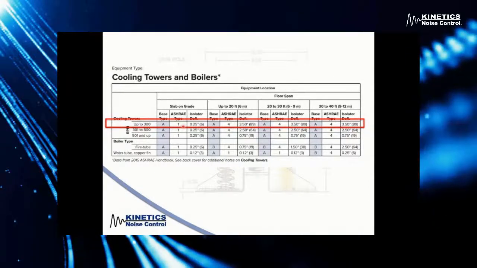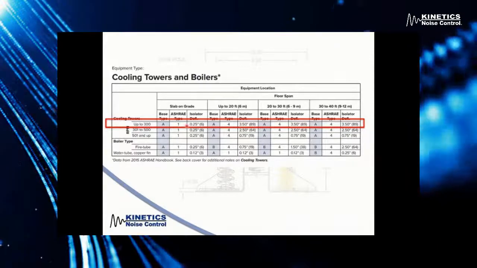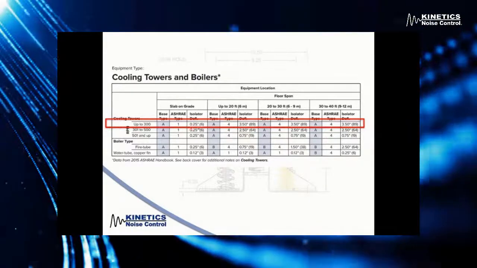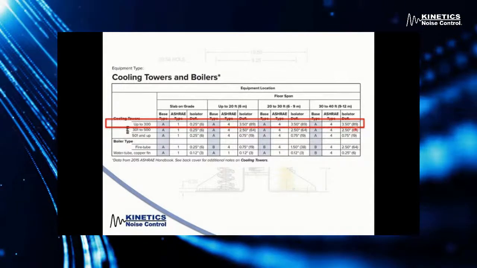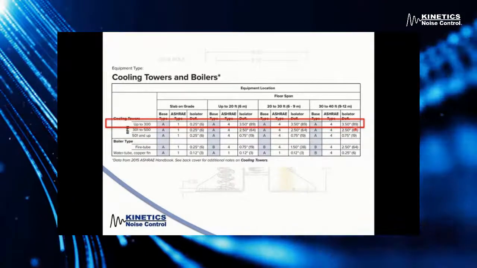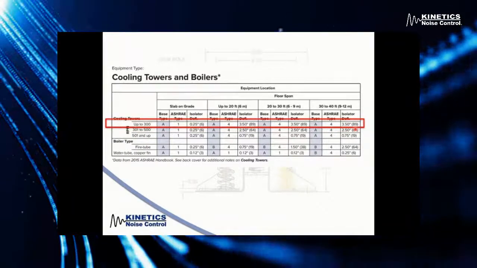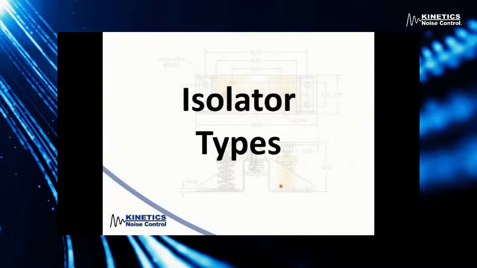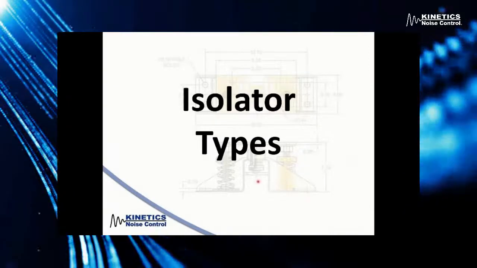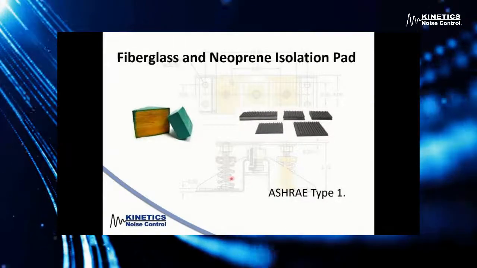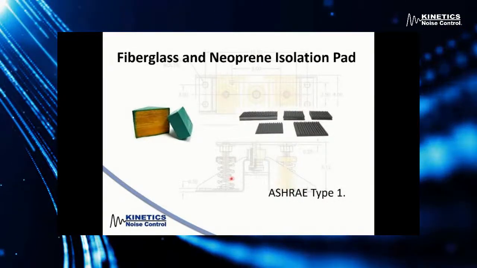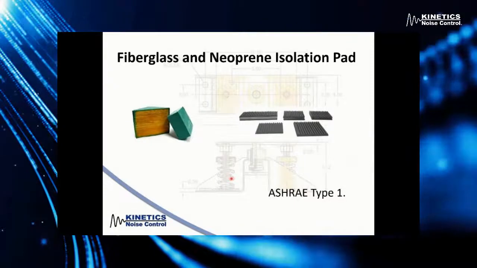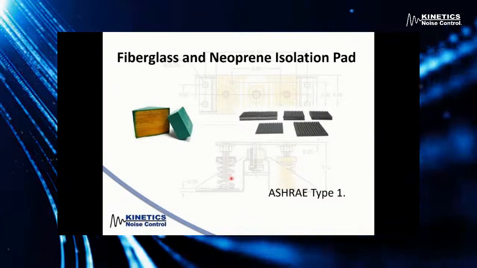So you go from one extreme of just needing some pad, an ASHRAE type 1, all the way up to the very higher end of the scale and needing like a 4-inch deflection spring. So let's look at the ASHRAE types and just kind of give you a brief overview of what they are. An ASHRAE type 1 is your simplest form of vibration isolation. It's some kind of pad that the equipment's going to sit on.